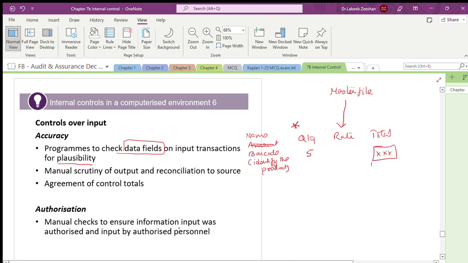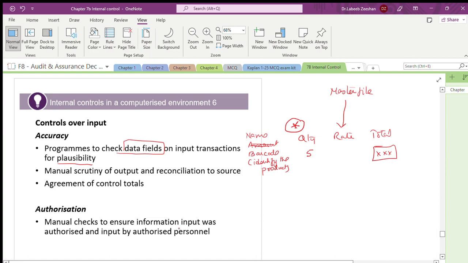Programs to check the data field. If you are not scanning the things, definitely the barcode reader will not come. If you are not going to give any quantity inputs, the total will not come. Some fields are mandatory. That is the reason whenever you find software, if you come across this type of asterisk mark, it means it is compulsory.